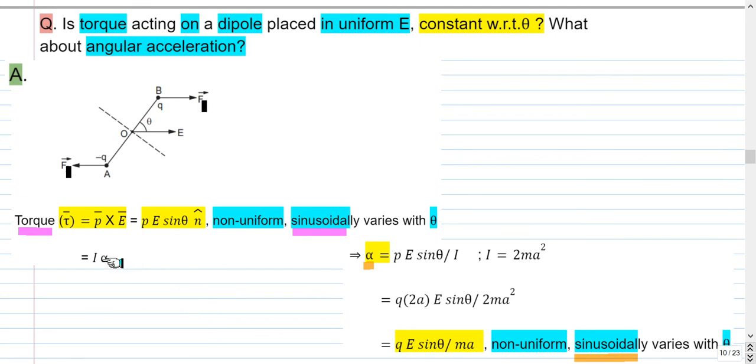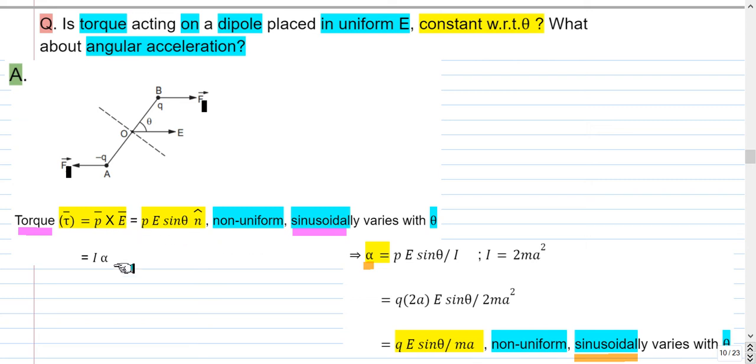Torque acting on a dipole is given as P cross E. In a uniform electric field, it is P E sine theta, and the direction is, in this case, P is in this direction, so it is into the plane of paper. So depending on the position of the dipole, theta will change, so the magnitude of the torque will change. So torque is not uniform, it depends on the position, that is on theta.